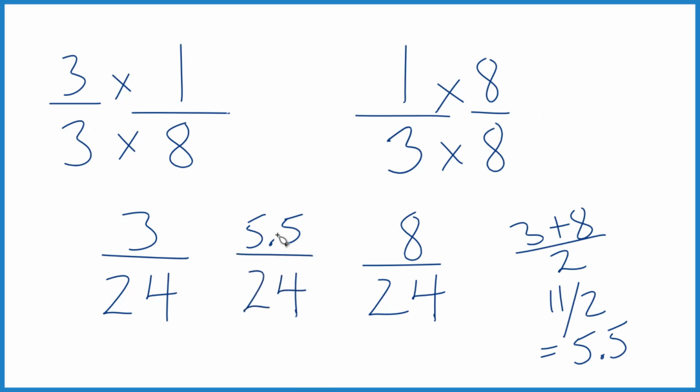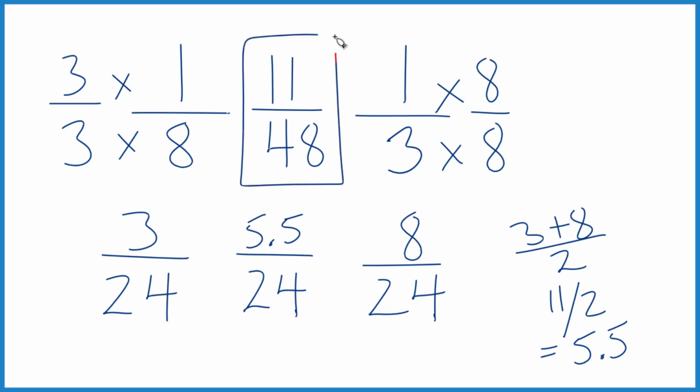I don't like having the decimal there, so I'm going to double the numerator and the denominator. 2 times 5.5 is 11. 2 times 24 is 48. So the fraction exactly halfway between 1/8 and 1/3, that is 11/48. And if you just added 1/8 plus 1/3 and divided by 2, you'd get the same answer. Probably a little more work, pretty close though.